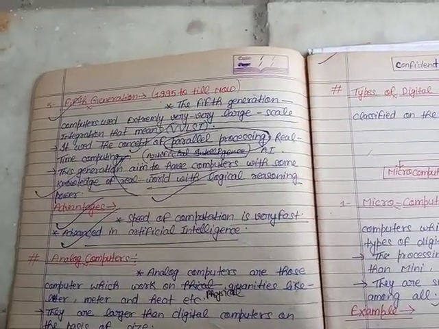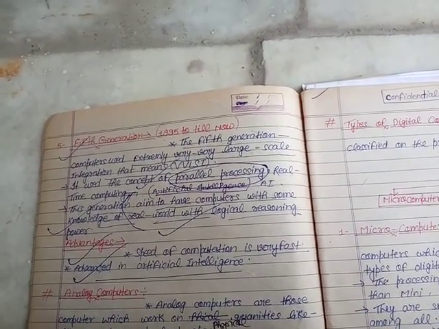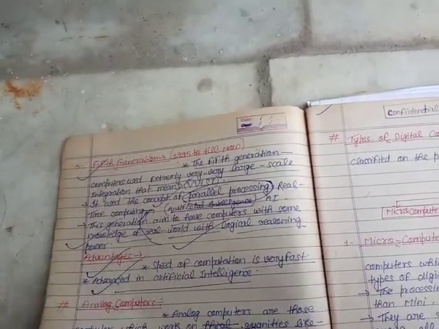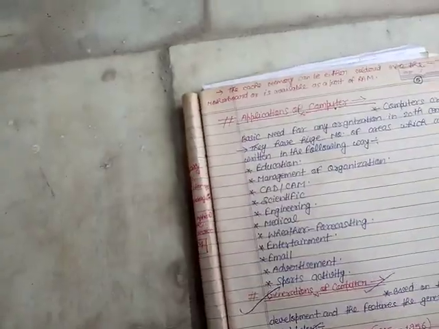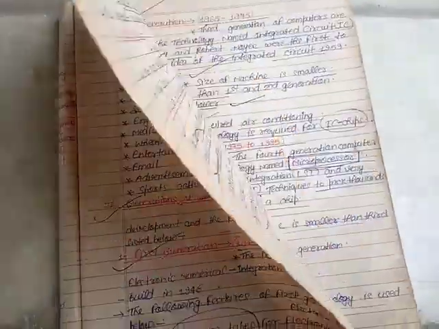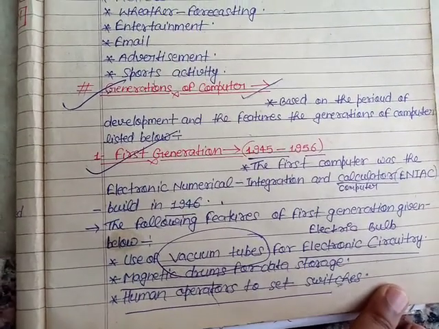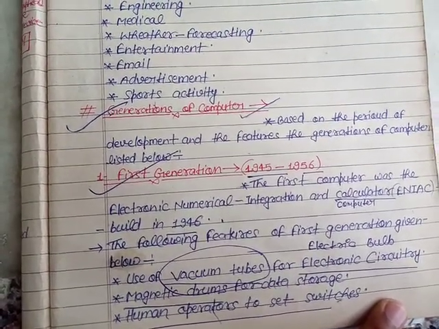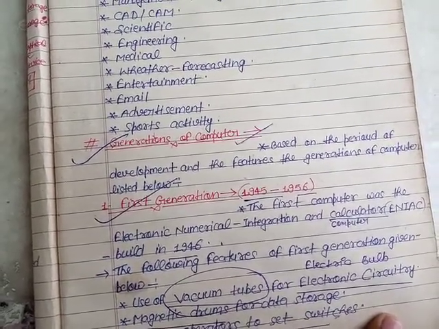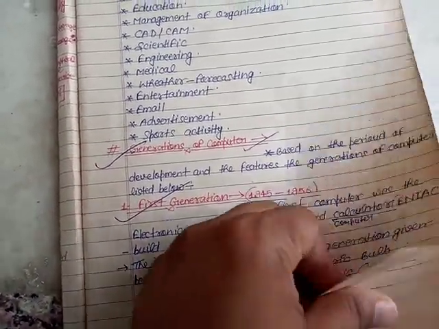Now we are talking about the conclusion. Just go through the generations of computer again. You have to point out some useful tips. The generation of computer totally deals with 5 generations. First generation starts from 1945 to 1956. The main technology used at that time is vacuum tube. Electric bulbs and electronic circuitry are used. Magnetic drums are used for storage unit.